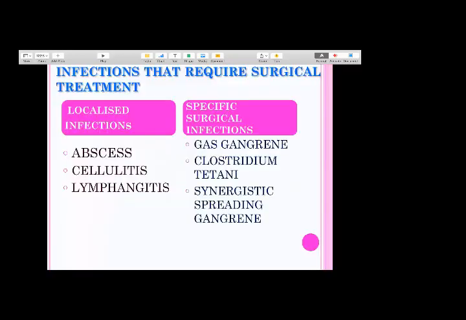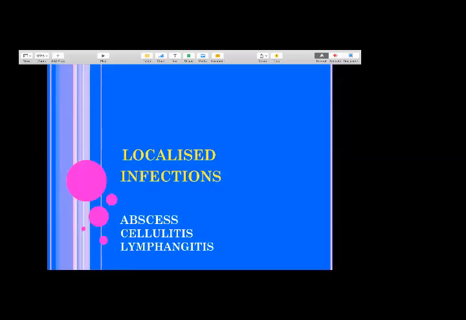So, obviously, when we're looking at infection that requires surgical treatment, let's differentiate it into two broad categories. A, localized infection. B, specific surgical infections. Localized infections could be abscesses, cellulitis, lymphangitis. Specific surgical infections, other than gas gangrene, include Clostridium tetani and synergistic spreading gangrene as well. Now, we'll first look at the localized infections that could span broadly abscesses, cellulitis, and lymphangitis.